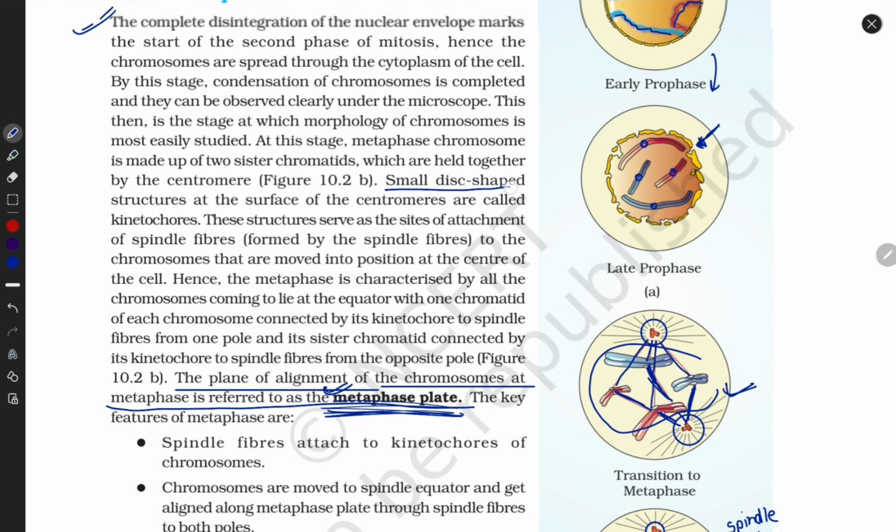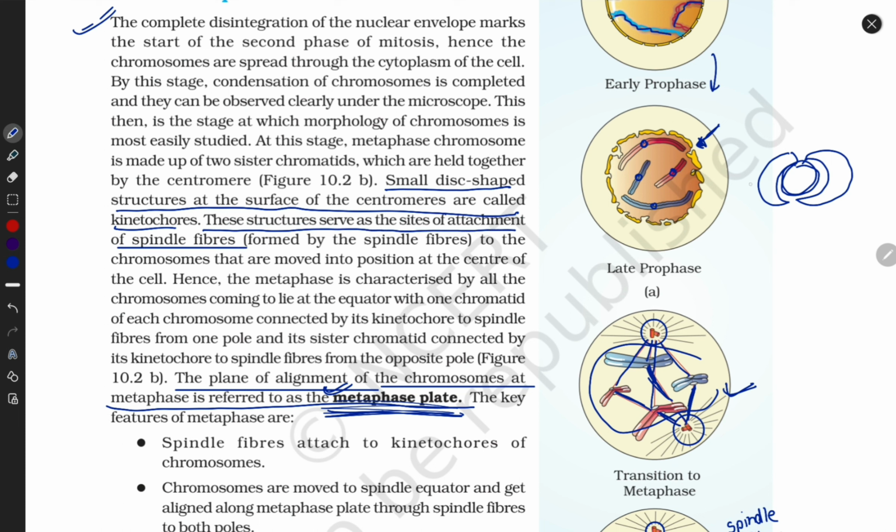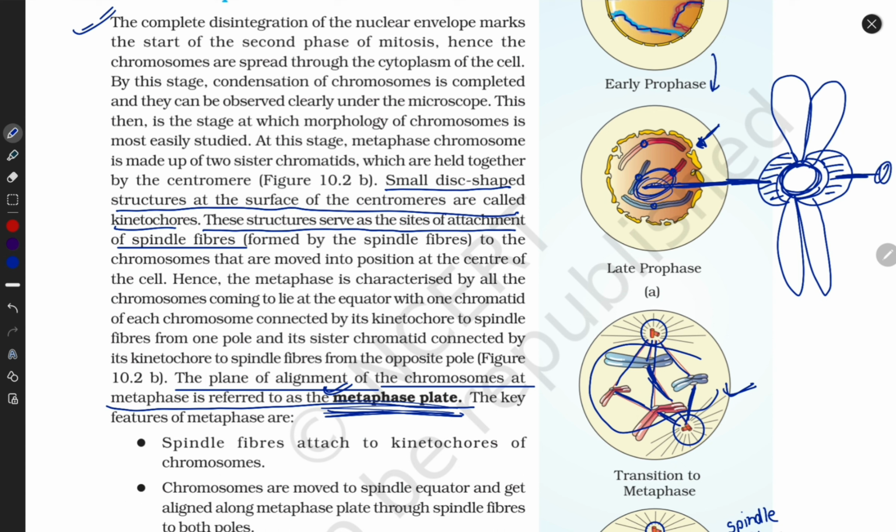A small disc-shaped structure at the surface of the centromere is called kinetochore. Here, at the centromere, a disc-like structure is present. We call it as a kinetochore. These structures serve as a site of attachment of spindle fiber, and here spindle fiber will attach. We know now this is the centromere, center part of the chromosome, and this is surrounded by a disc-like structure. We call it as a kinetochore, and these kinetochores attach with spindle fiber, and spindle fiber attaches with centrioles.